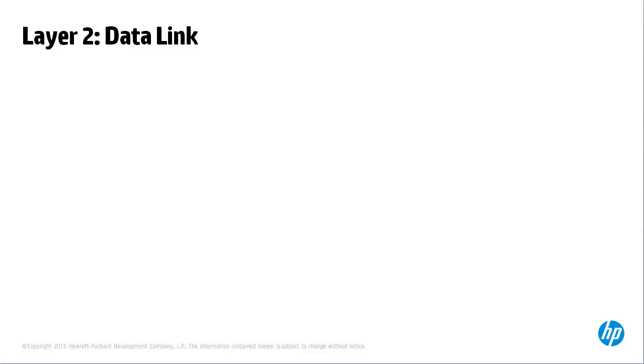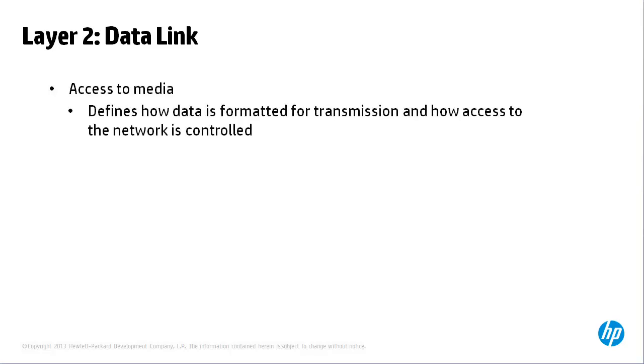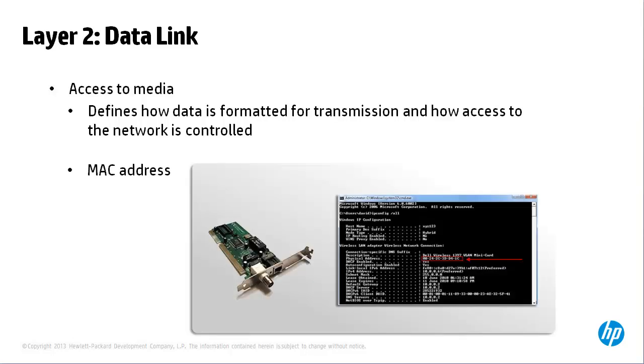Layer 2, or the data link layer, provides physical addressing and access to media. It is concerned with how data is formatted from upper layers for transmission over a given network technology and how access to the network is controlled. As an example, on Ethernet, a MAC address is used as an identifier of a device. So on a network interface card, or NIC, a MAC address is burnt in by the manufacturer.